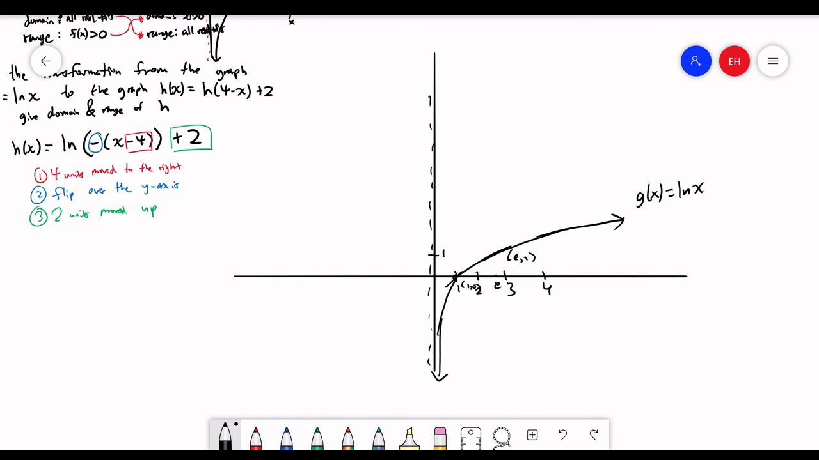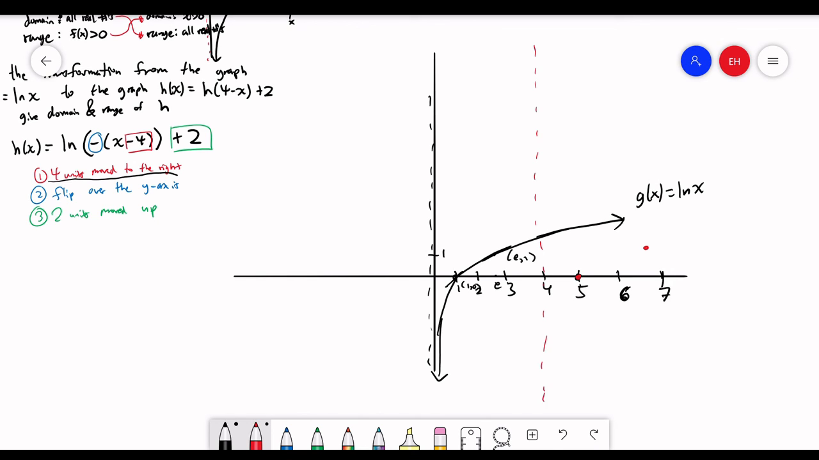The first one, the red one, I have to go 4 units to the right. So I take (1, 0), move it 4 units to the right, and it becomes (5, 0). And I take (e, 1), and that becomes 5 plus e, no, not 5 plus e, it's 4 units to the right, so 4 plus e. e is about 2.7, so that's roughly 6.7. So it's (6.7, 1). I keep track of that point. So this red piece is the first transformation: I moved it 4 to the right.